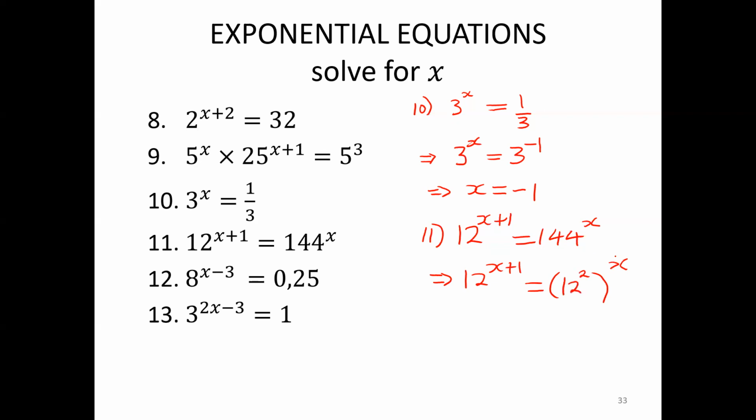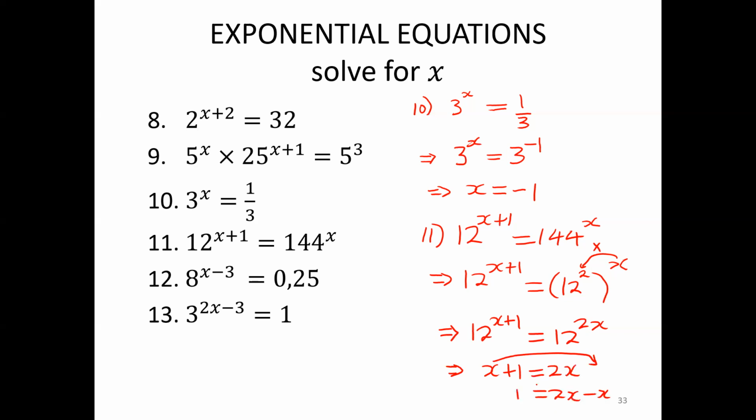And then you're going to multiply the 2 with x. You will end up having 12 to the exponent of x plus 1 is equal to 12 to the exponent of 2 times x, which will simply give you 2x. Now that the bases are the same, just drop the bases and equate the exponents. You will end up having x plus 1 equals 2x. To solve for x, I'm just going to transpose this x to the right hand side. And 2x minus x is simply x. Therefore, we end up having x is equal to 1.